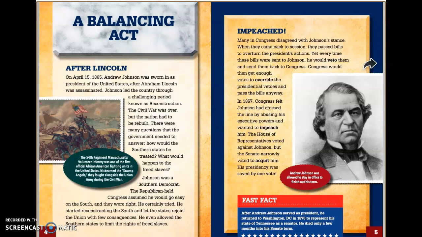After Andrew Johnson served as president, he returned to Washington, D.C. in 1875 to represent his state of Tennessee as a senator. He died only a few months into his Senate term.